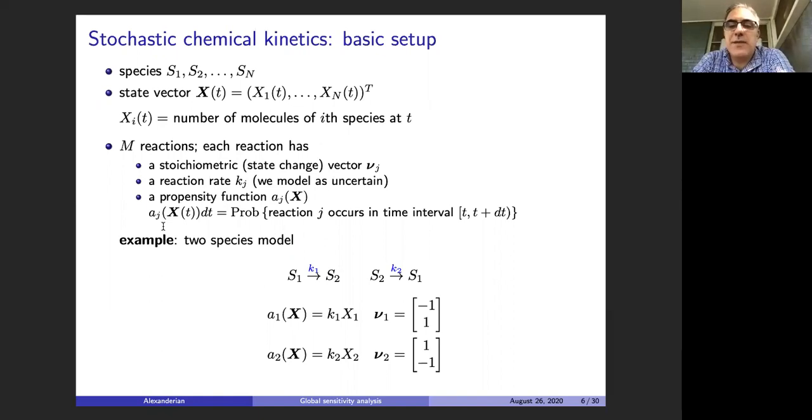A simple example. Let's consider a two species model. S1 gets converted to S2 with some rate K1, and S2 gets converted back to S1. In this case, the propensity function for the first reaction, A1, is K1 X1, you can show that. And the corresponding state change vector is mu1. It's just minus 1 and 1. You lose one molecule of S1 and gain one molecule of S2. And you can define it similarly for the second reaction.